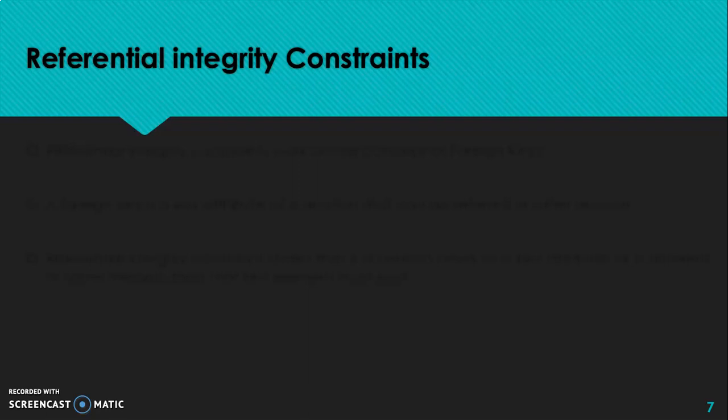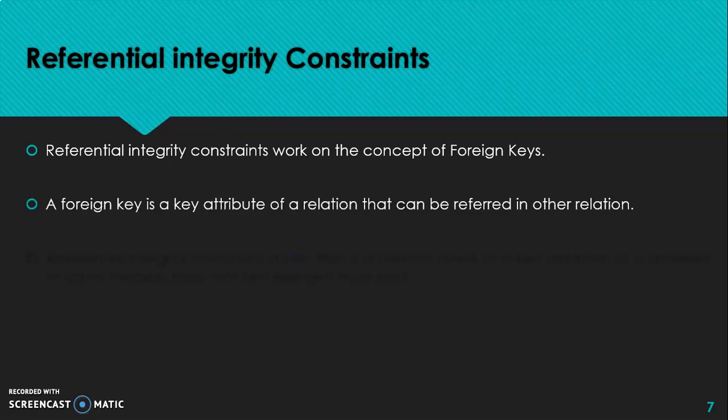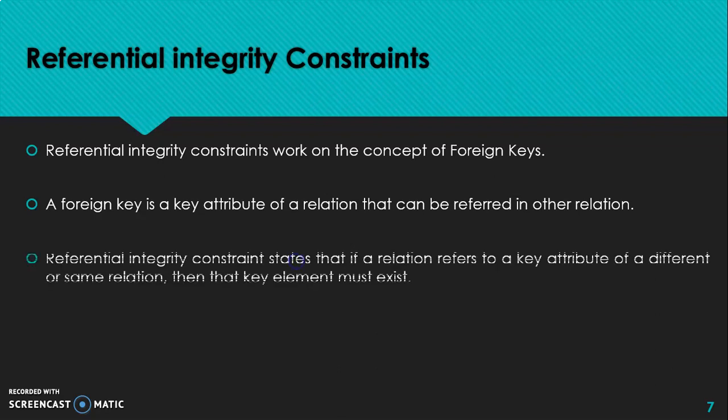Next we have the referential integrity constraint. Now the referential integrity constraint works on the concept of a foreign key. A foreign key is a key attribute of a relation that can be referred to in another relation. So the referential integrity constraint states that if a relation refers to a key attribute of a different or maybe the same relation, then that key must exist.